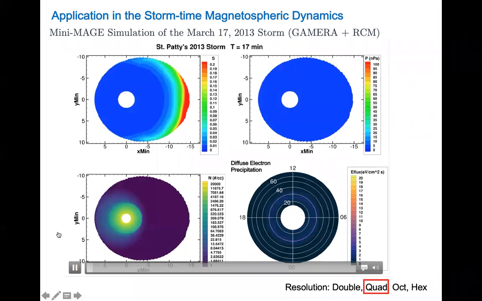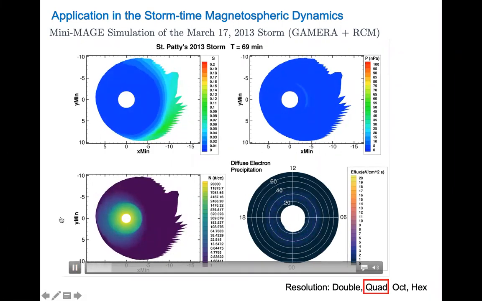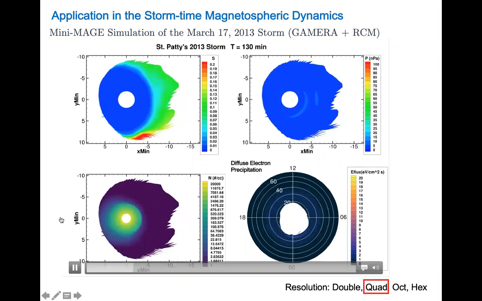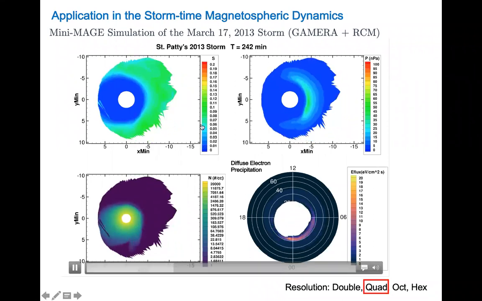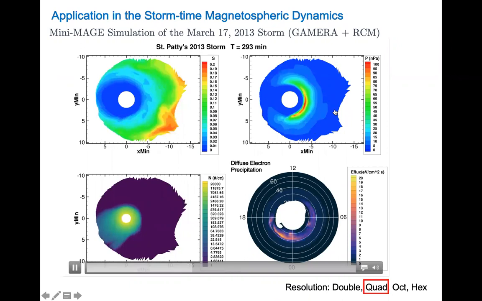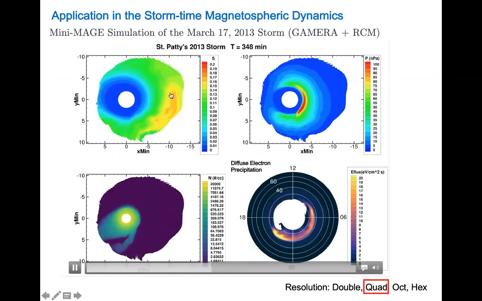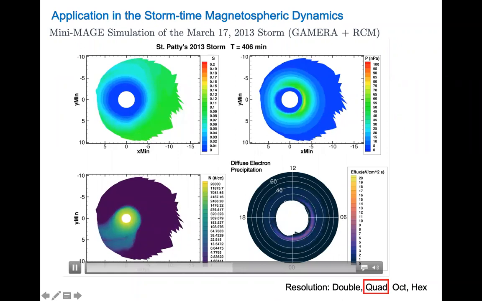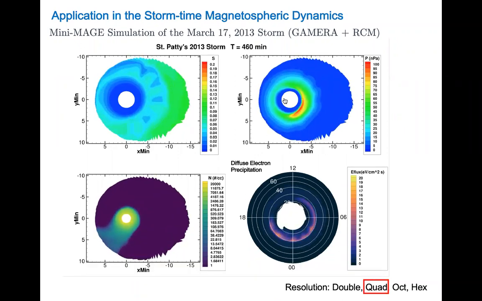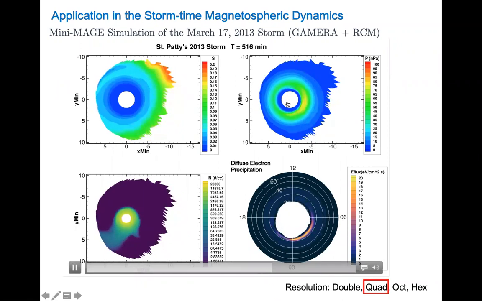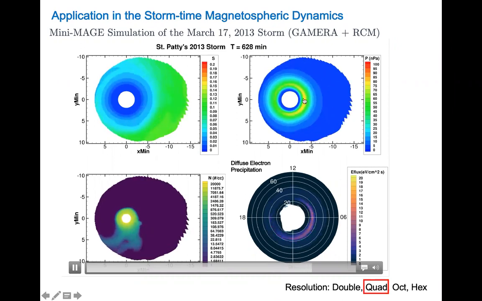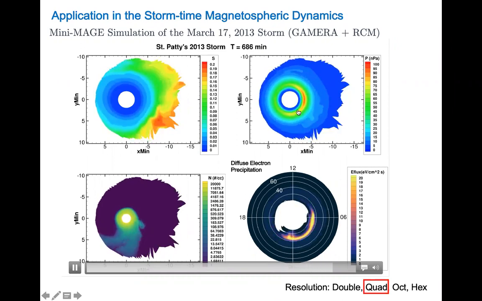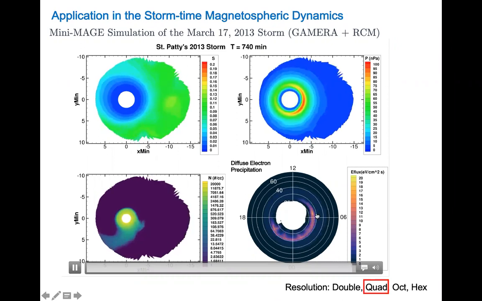So the top two panels show the plasma entropy and pressure. During the storm main phase, you can see multiple low entropy plasma inflows coming from the RCM boundary. The pressure gradually builds up, and the plasmapause shrinks and gives way to the ring current. And the diffuse aurora is prominent whenever there's a strong plasma inflow.